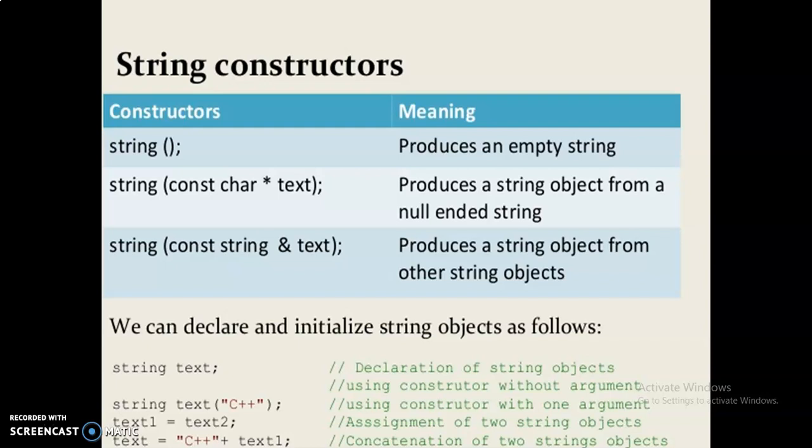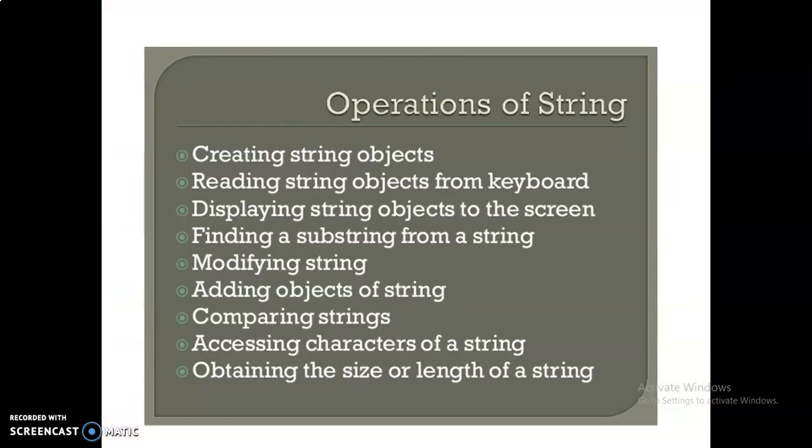We can declare and initialize string objects as follows. Here this is the string class and text is the declaration of the string object. This is the string class, and this is the object of the class, text, using the constructor without argument. Here this is the constructor with one argument. This is the assignment statement, text2 is assigned to text1, and then this is the concatenation. So this is the initialization and declaration of a string object.